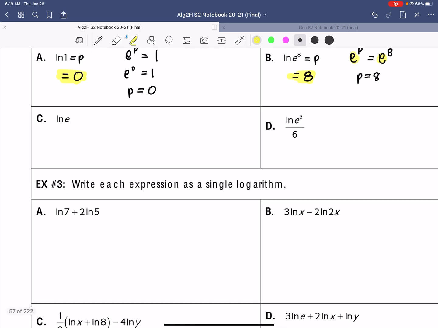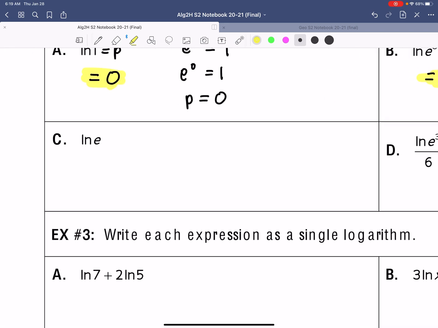All right, C, natural log of e. So again, we're trying to figure out what this equals. It equals some power, so change it. My base of natural log is e, my exponent is p, my answer is e. Well, again, my bases are the same, so we set our exponents equal to each other. e is technically to the first power, so I would say p is equal to 1.